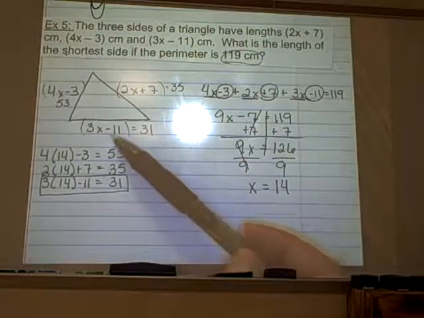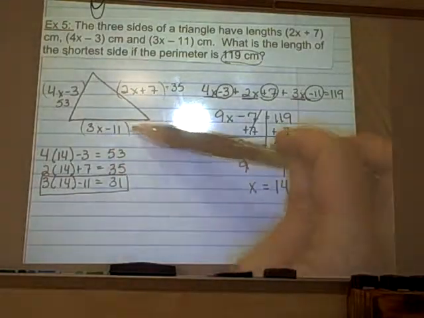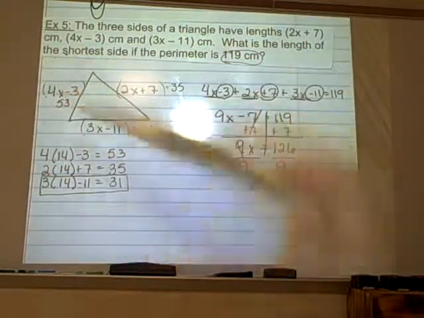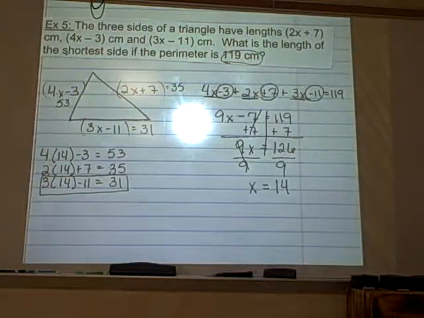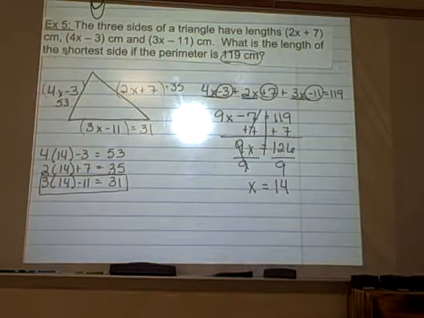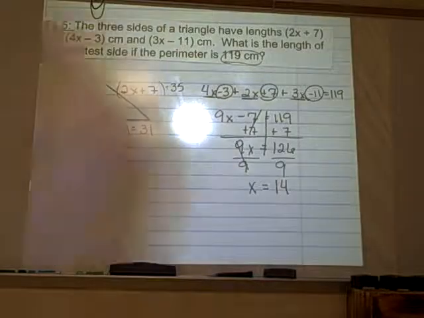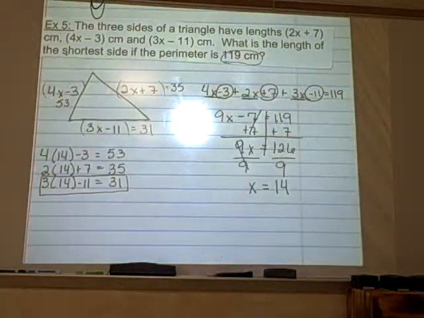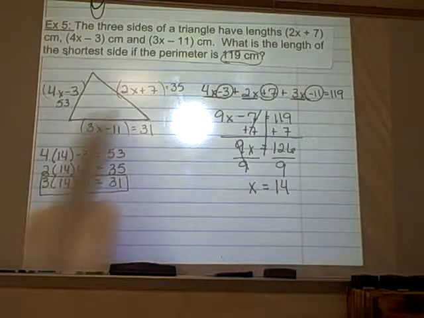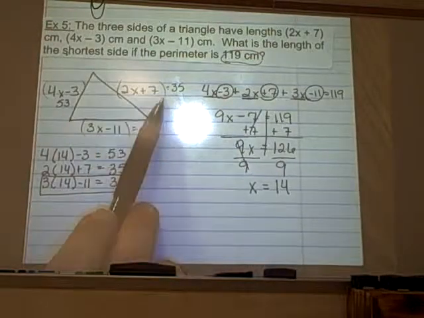I labeled it wrong, and honestly, I did not mean to do that, but this one should really be there, that one should really be there. Those two need to be switched. I drew it on the wrong one. So don't just look at your picture and go, oh, that was the shortest side. No, you drew the picture. You didn't know what the problem was. You could be like me and have it completely labeled wrong. So it'll be 4x minus 3, 3x minus 11, and 2x plus 7, and figure out.